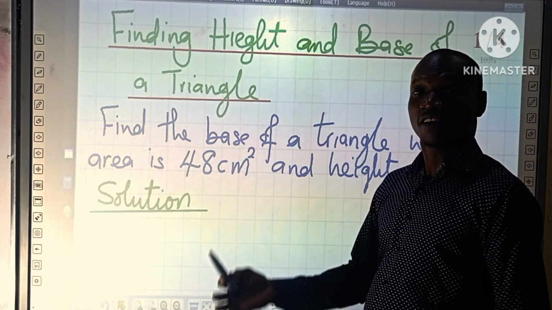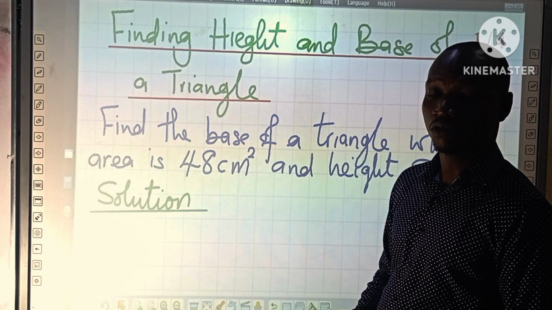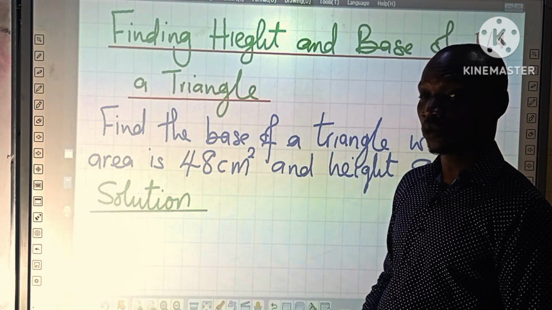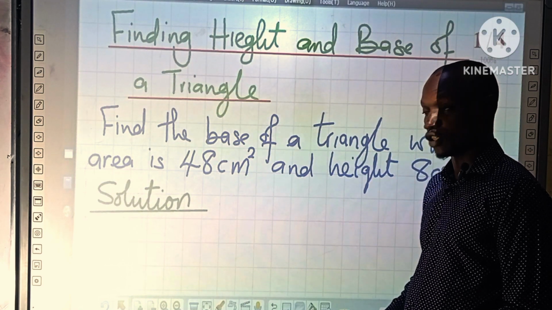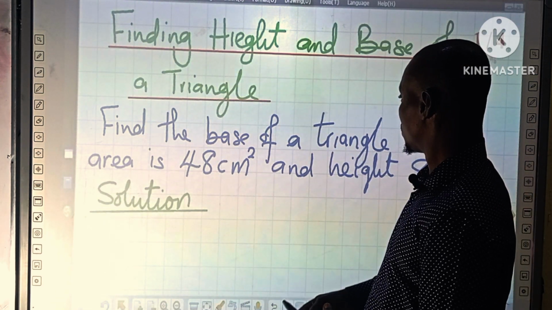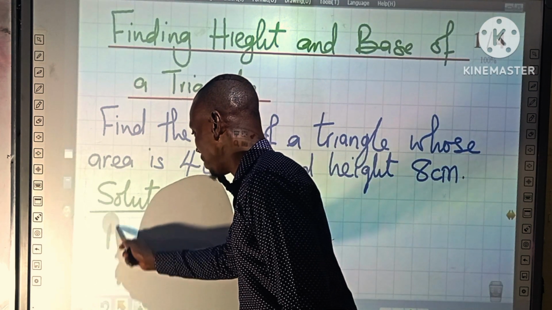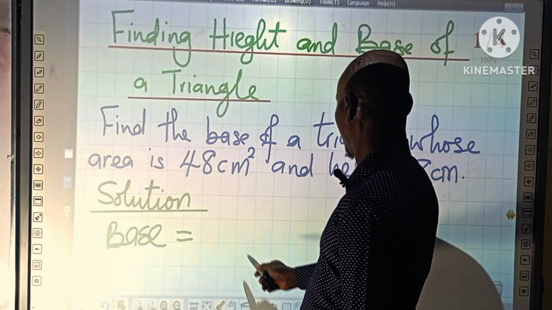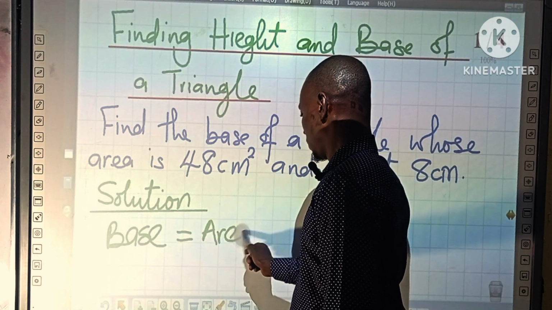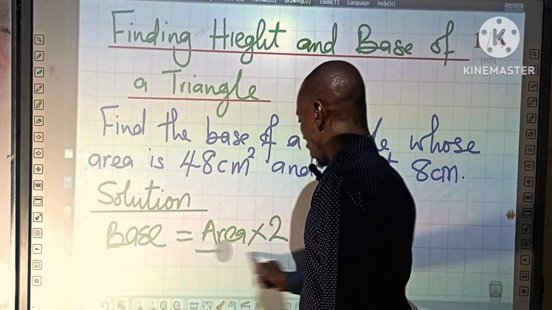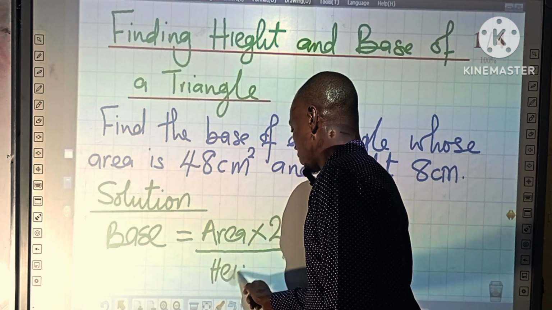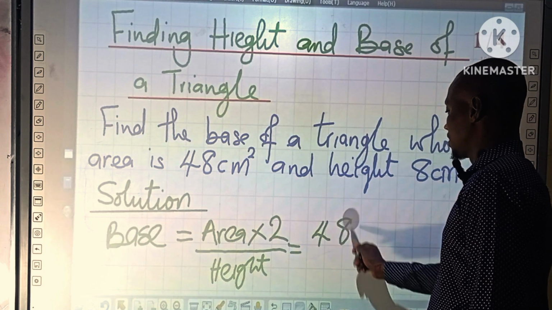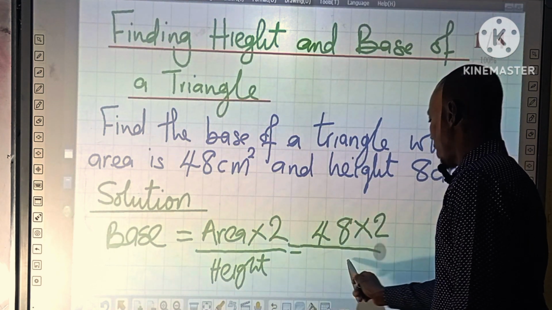Now, whenever you're looking for the base or the height of a triangle when the area is given, you simply multiply the area by 2 and divide by the side that has been given to you. So for this question, since we are looking for the base, we simply state the base is equal to area times 2 all over height, which is equal to 48 times 2 all over 8.